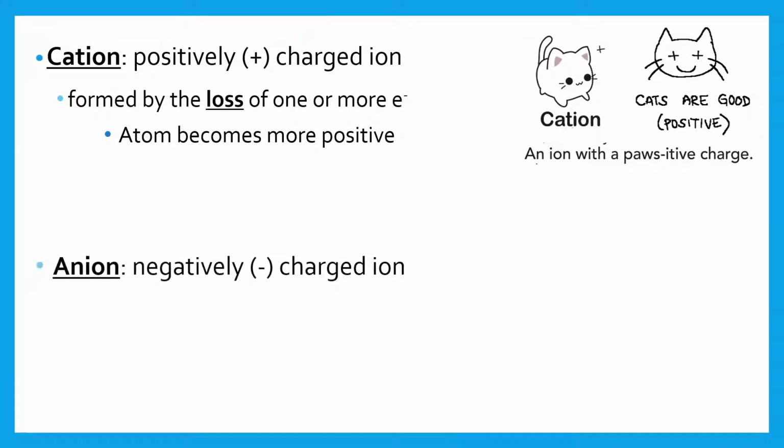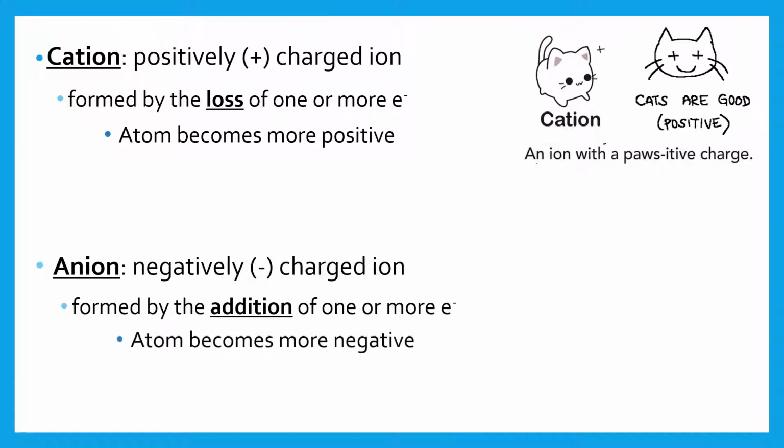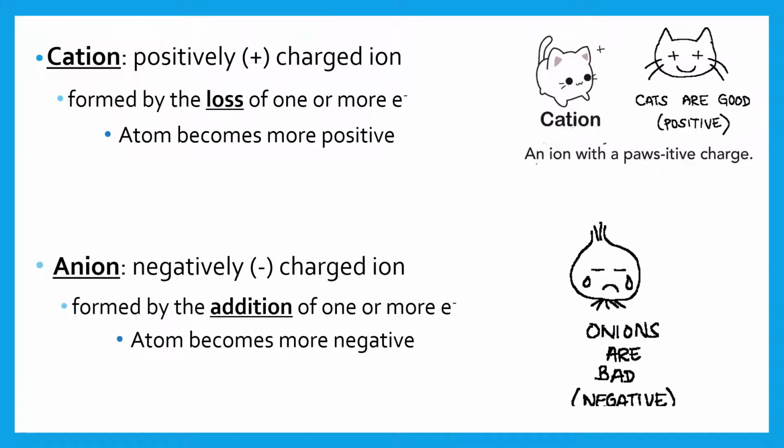The other type of ion is called an anion. This is a negatively charged ion. It is formed by the addition of one or more electrons. Remember again, electrons are negative. So if you add electrons, you're adding negativity and becoming more negative. And the word anion is very close to the word onion as far as spelling goes. And onions make you cry, which is bad. So anions are negative because onions are bad. Cations are positive. Keep those straight.